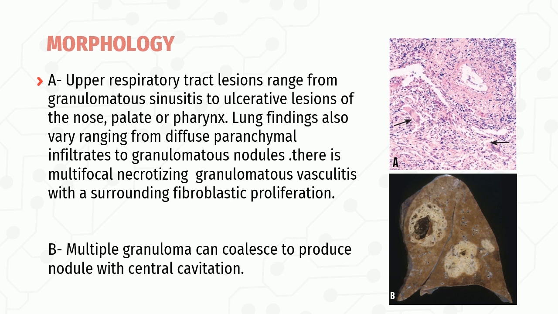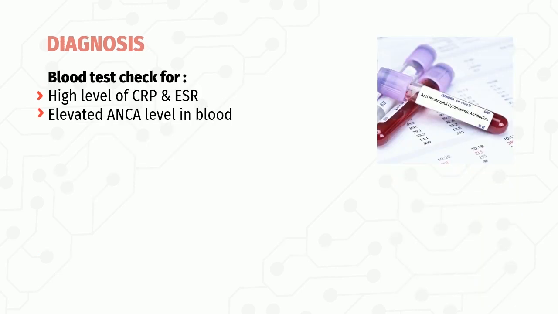Moving to morphology. Upper respiratory tract lesions range from granulomatous sinusitis to ulcerative lesions of the nose, palate, or pharynx. Lung findings also vary, ranging from diffuse parenchymal infiltrates to granulomatous nodules. In the picture marked by the letter A, there is multifocal necrotizing granulomatous inflammation with a surrounding fibroblastic proliferation, while in the picture marked by the letter B, multiple granulomas can coalesce to produce nodules with central cavitation.